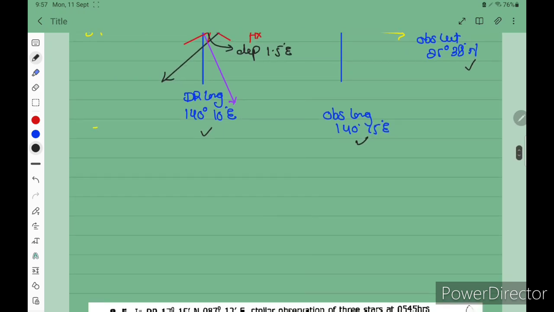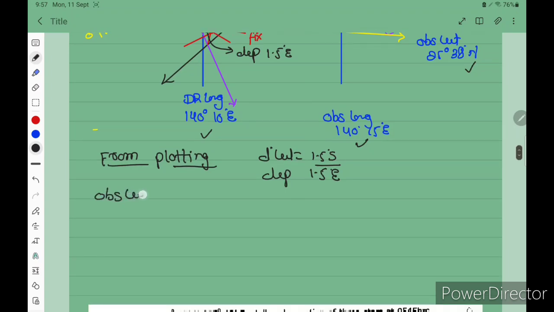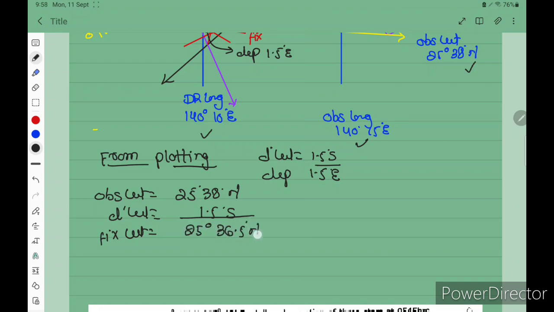Okay, now from the plot you have to answer in this way so that you will get the full 25 marks. Okay, from plotting we get the d lat 1.5 south and departure 1.5 east. Okay, so now first of all we have to check d lat. So it is observed latitude, below that observed latitude, so we take the observed latitude, which is 25 degree 38 north, and d lat we get 1.5 south, so it will become below. So fixed latitude we get, we have to subtract, so 25 degree 36.5 north.